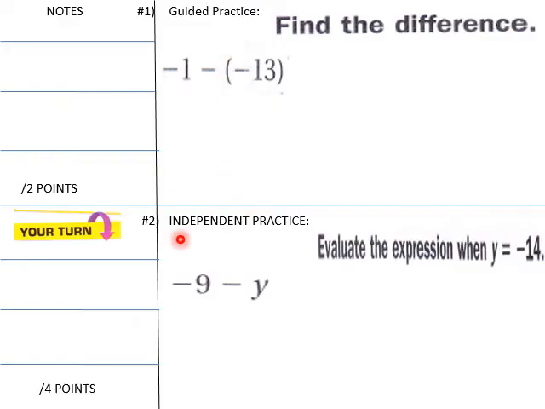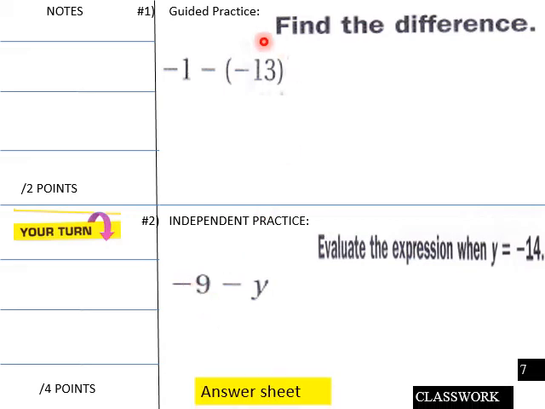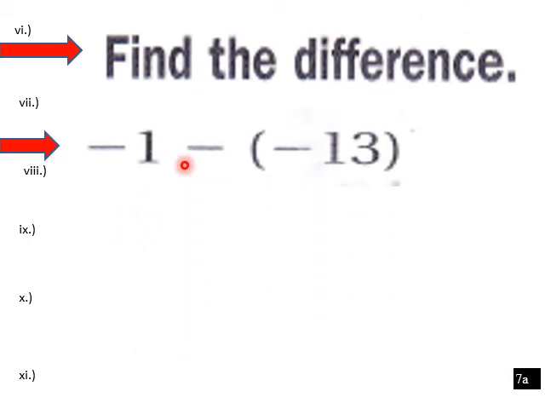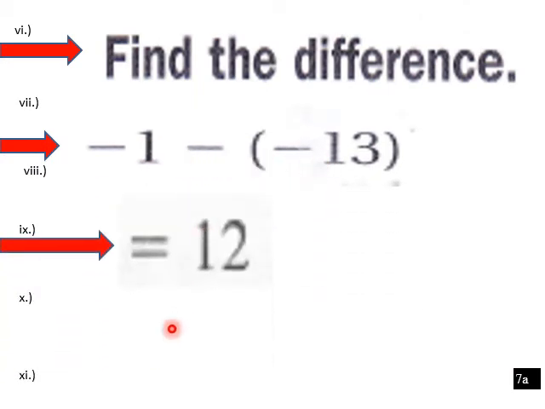Okay, into our guided practice. Students, this is on you. Pay attention so you can do your work. Okay, so we have find the difference here, negative 1 minus the negative 13, so we're going to add its opposite here. So it would be negative 1 plus 13 would be 12. This would be the way of looking at that. Or you could look at it two negatives here, negative 1 plus 12. A negative of a negative is a positive.